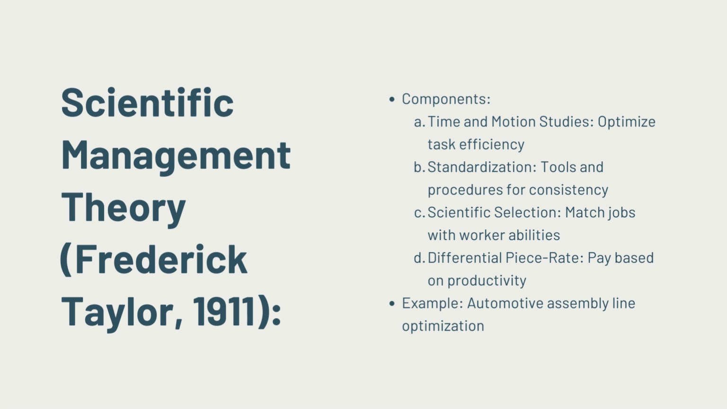Next, we have scientific selection and training of workers. Taylor believed that workers should be selected and trained scientifically to perform their tasks. He argued that each worker has a specific set of abilities and that managers should match these abilities to the right job, then train the workers to perform their tasks optimally.